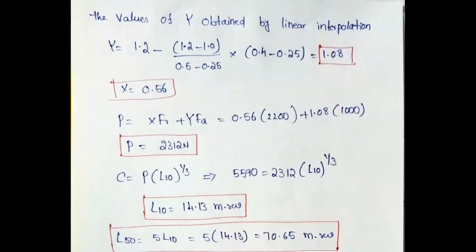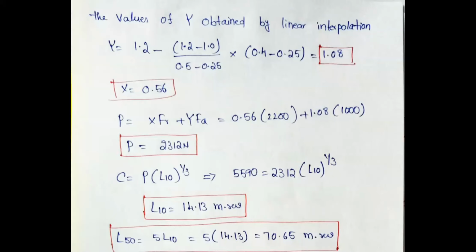So X and Y values are known. Then calculate the equivalent load P value. P equal to X into FR plus Y into FA. Here in this problem, V value is not specified, so simply you can assume V value as 1. The actual formula is P equal to X into V FR plus Y into FA. Assuming V as 1, directly you'll get the P value. P equal to 2312 newtons.